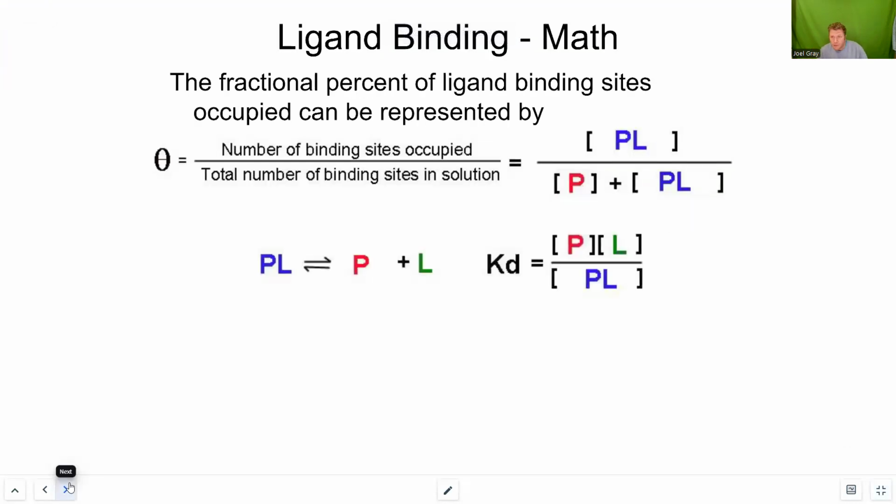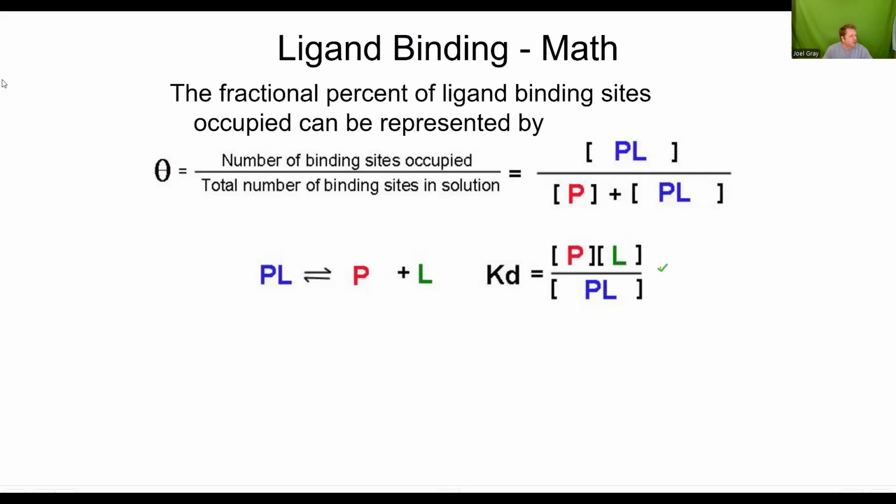So what we can do with this is manipulate this equation. We can take the KD expression that we got previously, and take this theta, and effectively, we know that this KD expression can be rearranged. We could do the algebra to rearrange this right here. How do we do that? Well, one thing we can do is multiply each side by the concentration of PL. So that's going to give us PL.